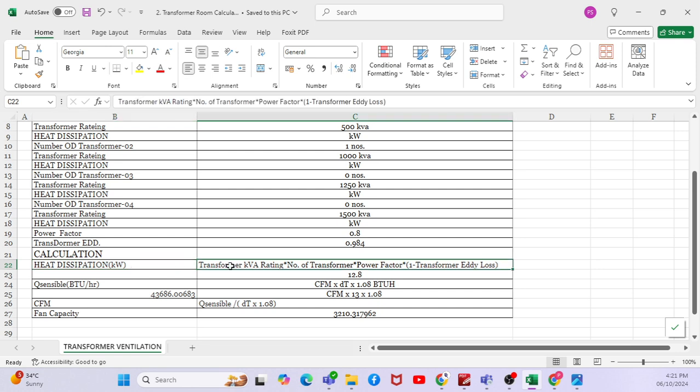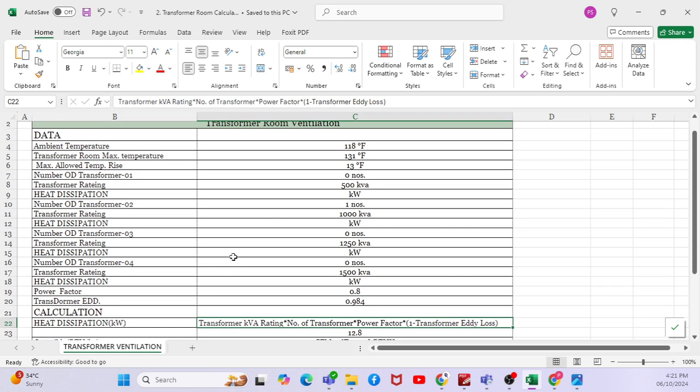And what is the transformer kVA rating? This is based on the electrical design. What transformer do they require to power the building, right? Like you have 500 kVA, 1000 kVA, 1250 kVA, 1500 kVA. There are different types of power rating, so based on the power rating, there is a transformer kVA rating, multiplied by the number of transformers. So how many transformers are installed inside that particular room?